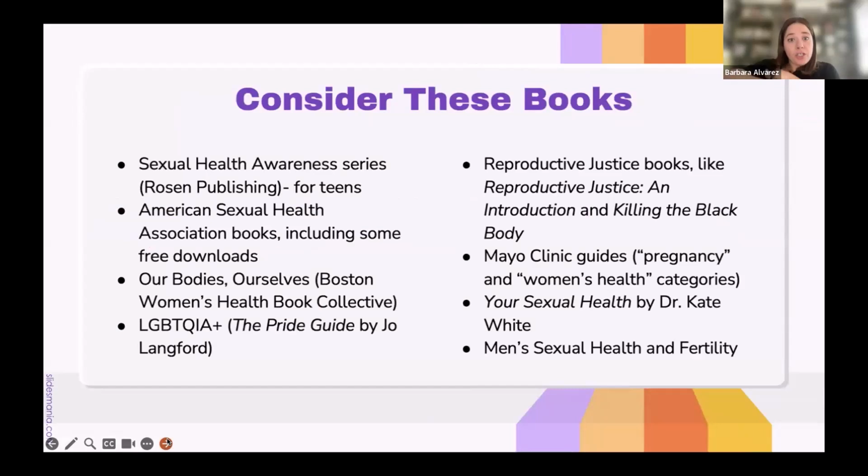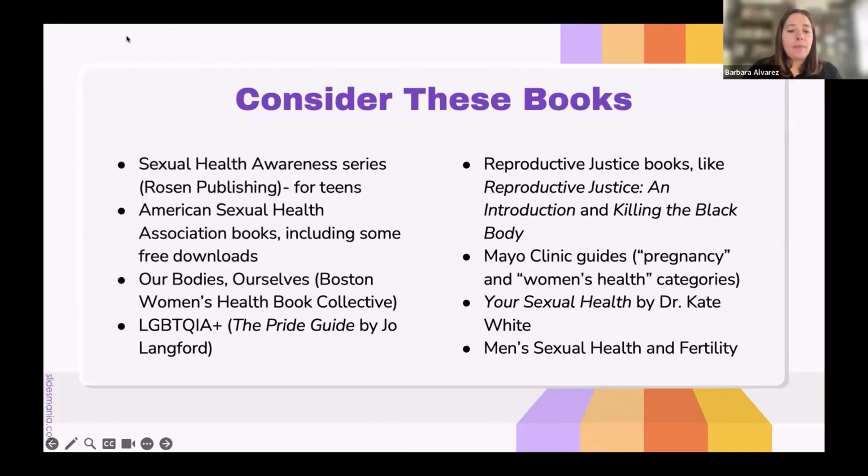Okay, so a couple books that I want to share here. As I said, we are in a variety of different libraries with budgets, different states, all of that. So these are consideration tips. One for teens is through Rosen Publishing, and it's called the Sexual Health Awareness Series. Now, the American Sexual Health Association also has books that you can order directly from their website, and they also have free downloads. The Boston Women's Health Book Collective has Our Bodies, Ourselves, which has really been a staple for about 50 years. I believe it's available both online and physical.